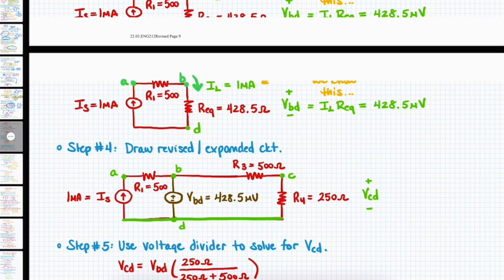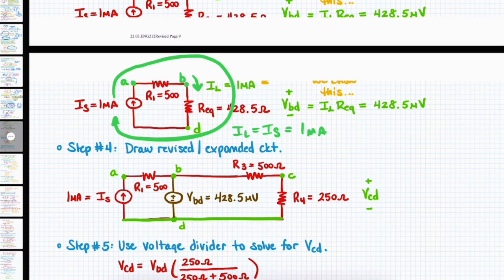Well, let's go back to the fundamental question that we pose ourselves for a single loop circuit. To solve a single loop circuit, we need to know what the current is through it. And then from that, we can calculate pretty much anything else. The current through all the branches is the same. And we know by definition that the current through a current source is defined. So this current going all the way around is equal to IS, or 1 milliamp.